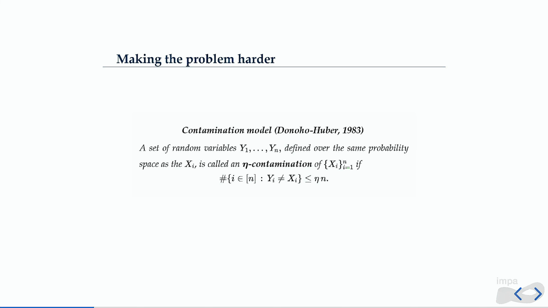So let's make the problem a bit harder. There's going to be an adversary that inspects the sample and arbitrarily modifies a fraction eta of the observations. So now we're going to look at y1 to yn, and we want to recover the covariance matrix of the original sample.